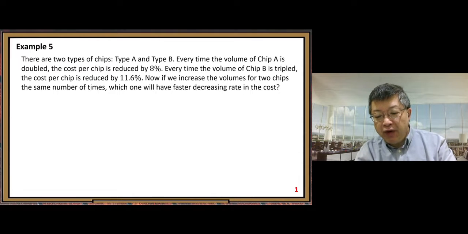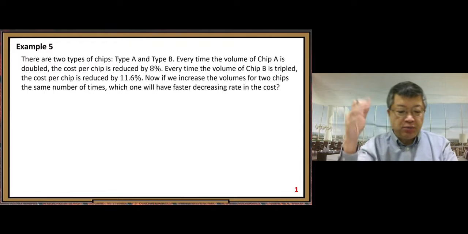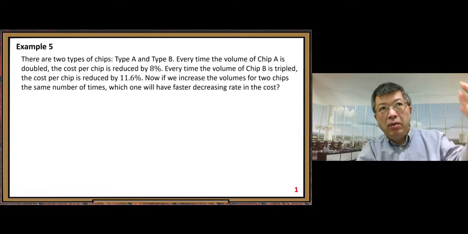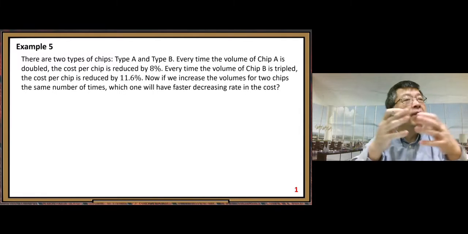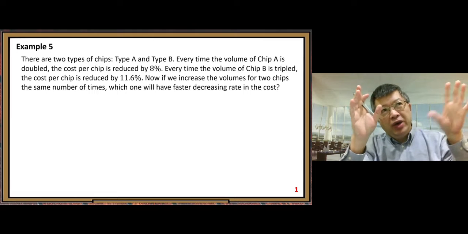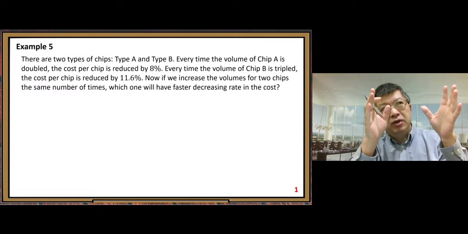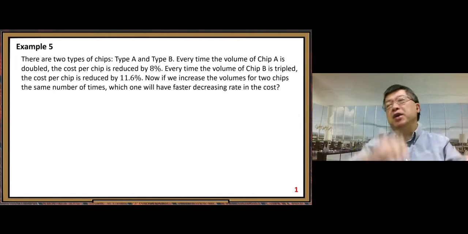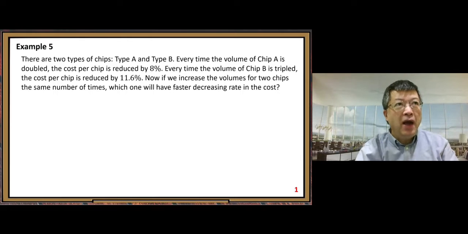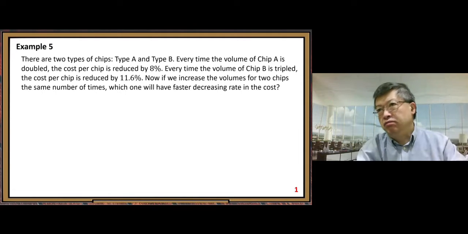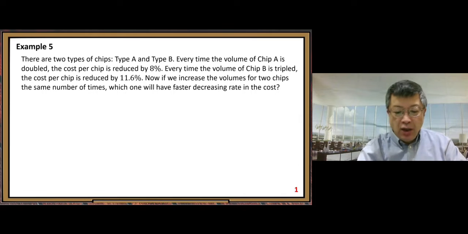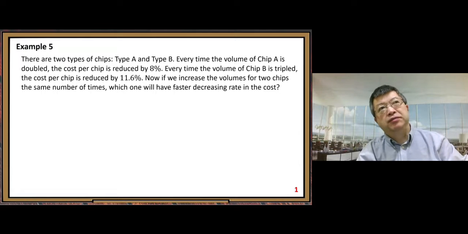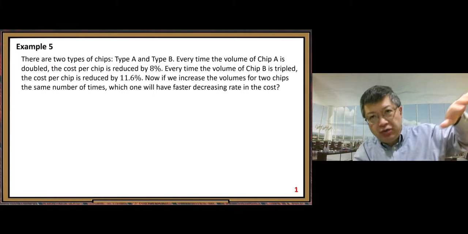Now we increase the volume for two chips the same number of times. Because one doubles and one triples, it is hard to compare, right? So we can imagine the same number of times. Both increase to, let's say, 10 times, for example. Then we can compare their cost or cost reduction. Which one will have a faster decreasing rate in the cost? Here we consider the cost decreasing rate.